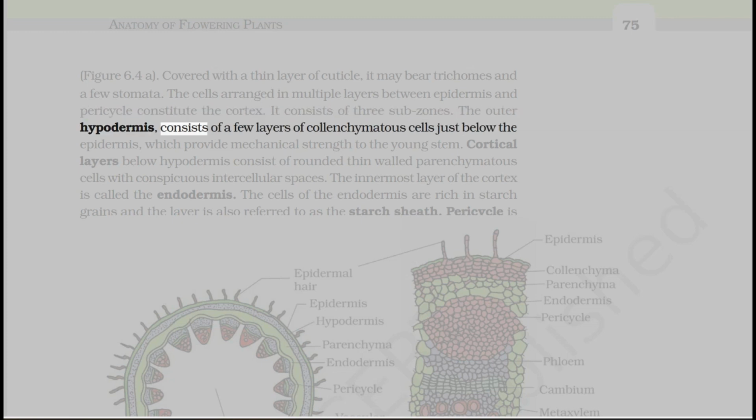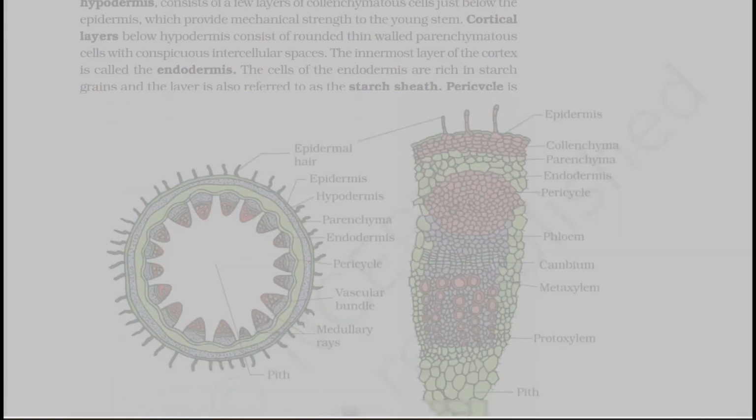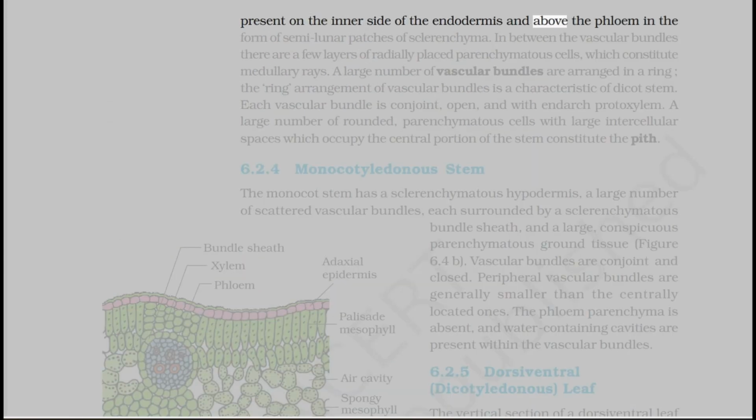The outer hypodermis consists of a few layers of collenchymatous cells just below the epidermis, which provide mechanical strength to the young stem. Cortical layers below the hypodermis consist of rounded thin-walled parenchymatous cells with conspicuous intercellular spaces. The innermost layer of the cortex is called the endodermis. The cells of the endodermis are rich in starch grains and the layer is also referred to as the starch sheath.